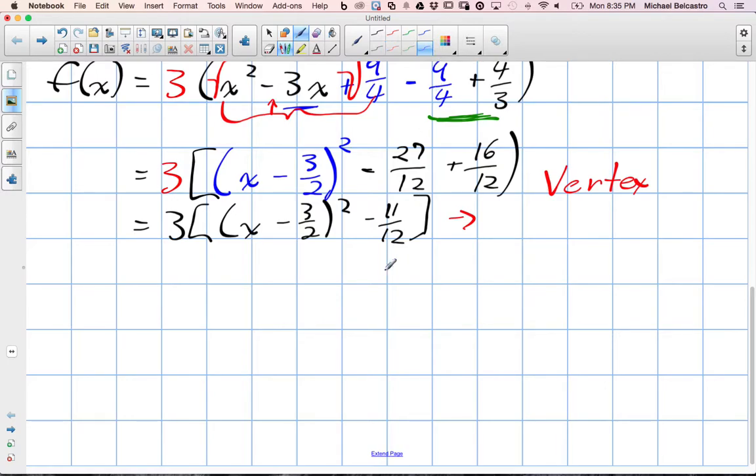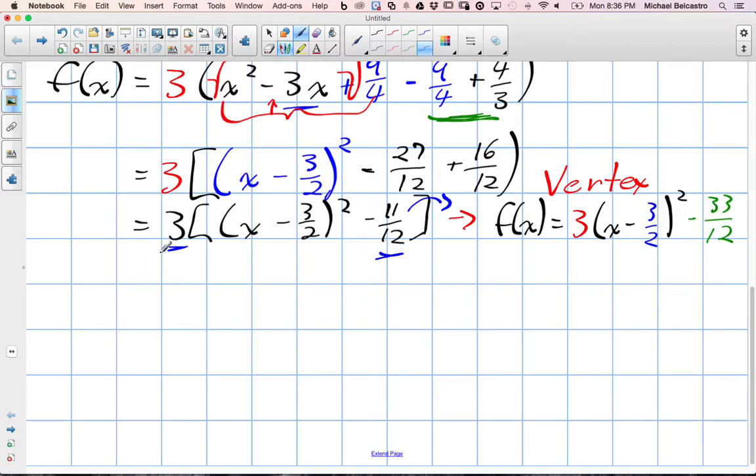And when we do that, we'll take this negative 11 over 12 and pull it outside of this bracket. And when we do that, we'd have to multiply by our a value. So our new function in vertex form, f of x, is equal to 3 times x minus, this is our h here, 3 over 2 squared. And when we multiply by 3, it just becomes negative 33 over 12. That's some decimal value, but there's our vertex form, with everything being very, very exact.